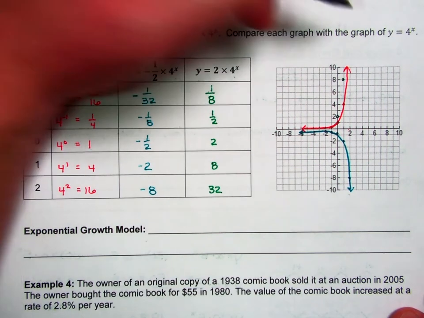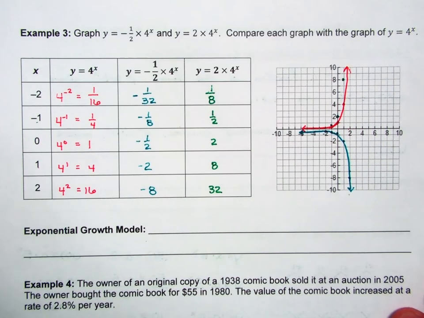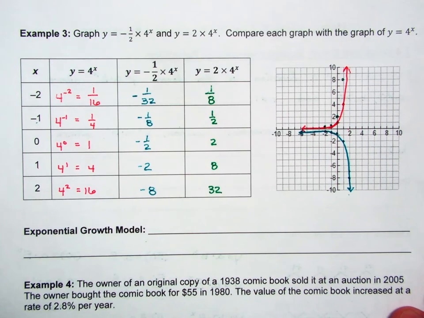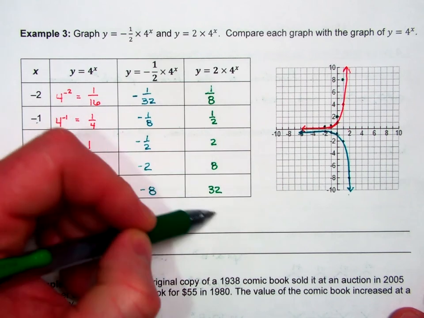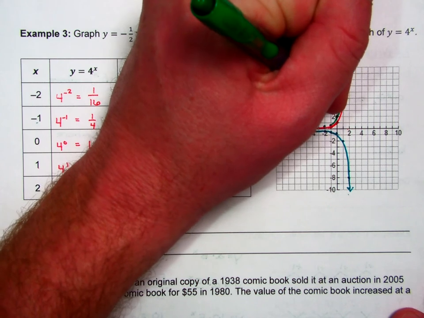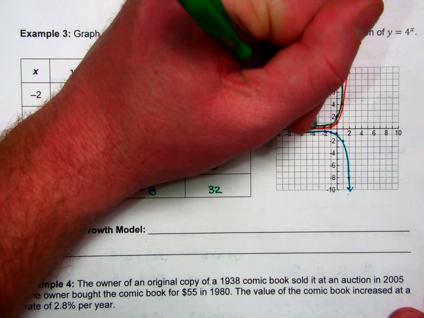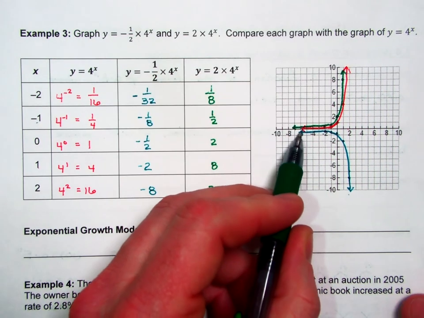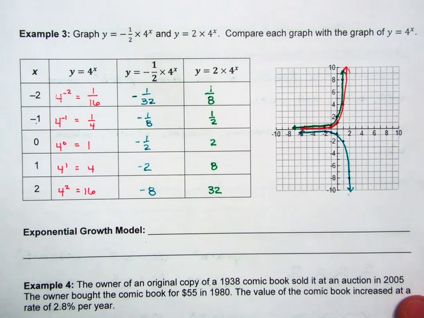Negative 1 comma 1/2 is going to be here. And negative 2 comma 1/8 is going to be a little bit below that. So as we go through, you're going to notice that my green graph is going to be a little bit above my red one, because the values are a little bit bigger for each of those values. But again, as it starts to move on, it's going to get closer and closer to 0 as my x values get small.